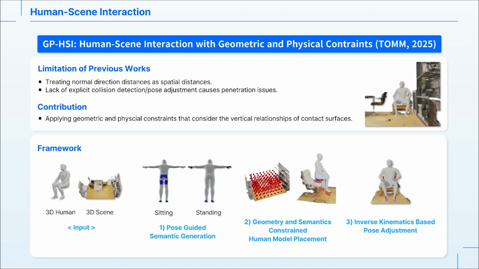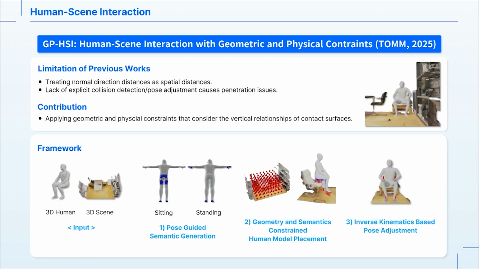To address these issues, GP-HSI applies geometric and physical constraints that consider the vertical relationships between the human model and contact object surfaces, and uses inverse kinematics based on pose assessment to enable physically plausible interactions.